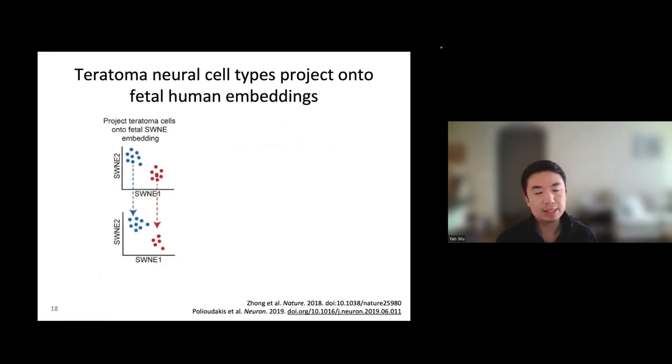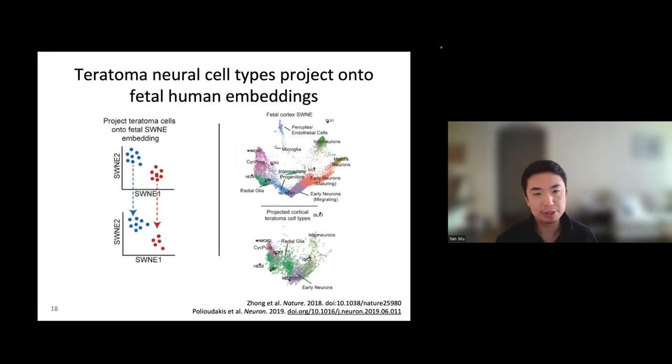We also validated that teratoma neural cell types project onto fetal human embeddings of those fetal cell types. So on the top, we have a fetal cortex projection of this single cell data, embedding of the single cell data. And then we project the cortical teratoma cell types onto the same embedding. And we can see that the matched cell types project into approximately the same spatial areas, which is what we're looking for.